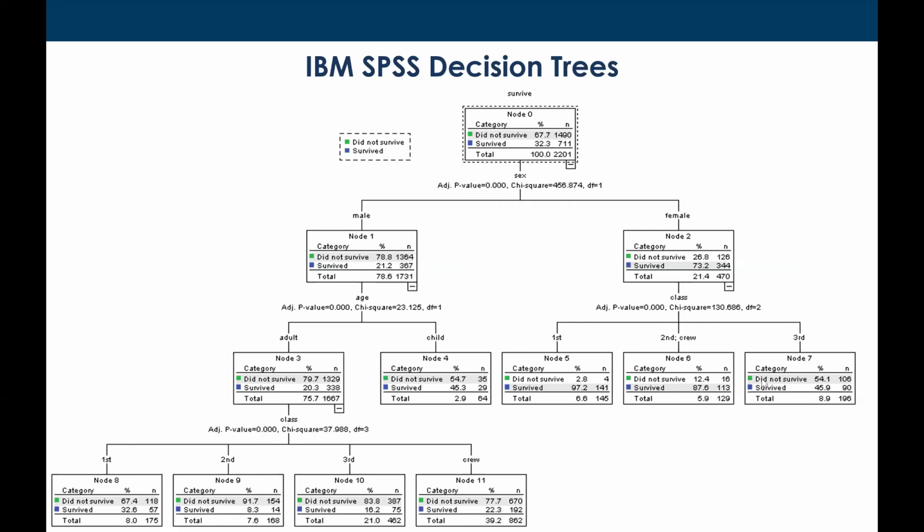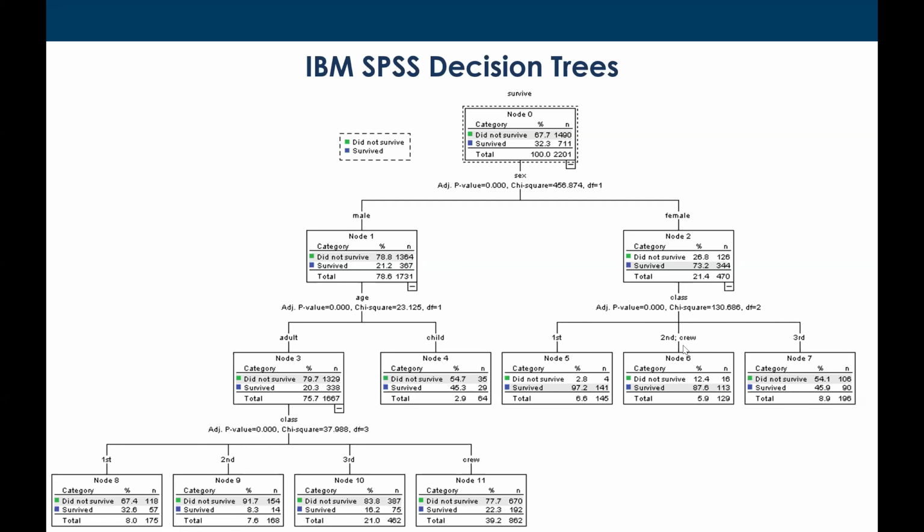Meanwhile, over in the female branch, we don't include age because it isn't statistically significant. It doesn't make a difference whether or not you're an adult or child. It doesn't affect that group's survival. And we can see that for second class and crew, they're actually grouped together. They're grouped together because they're not different from one another. Their survival rate is not significantly different. So, it finds a version of class which is more efficient and doesn't split hairs.